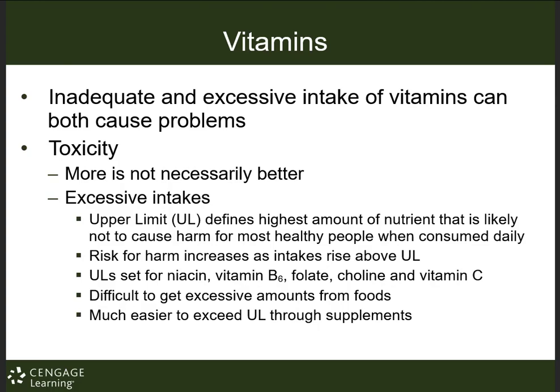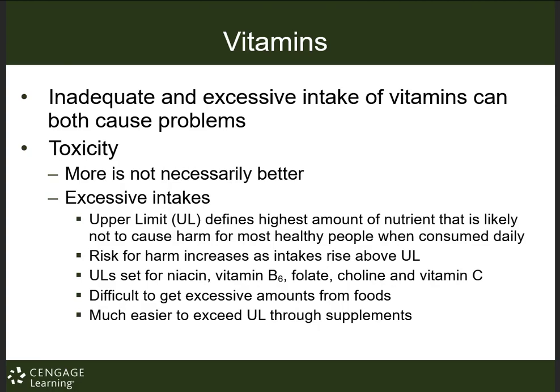So upper limits are set for niacin, vitamin B6, folate, choline, and vitamin C. Those are all the water-soluble vitamins that have upper limits. And the other vitamins don't have upper limits because there's not enough research to show, or they haven't found a toxic level of them yet that would cause any problems, because like I said earlier, with water-soluble vitamins, usually if you get too much, you can pee them out. So there have been upper limits set for some of them though, because they did find that too much of some of these listed here can cause harm.